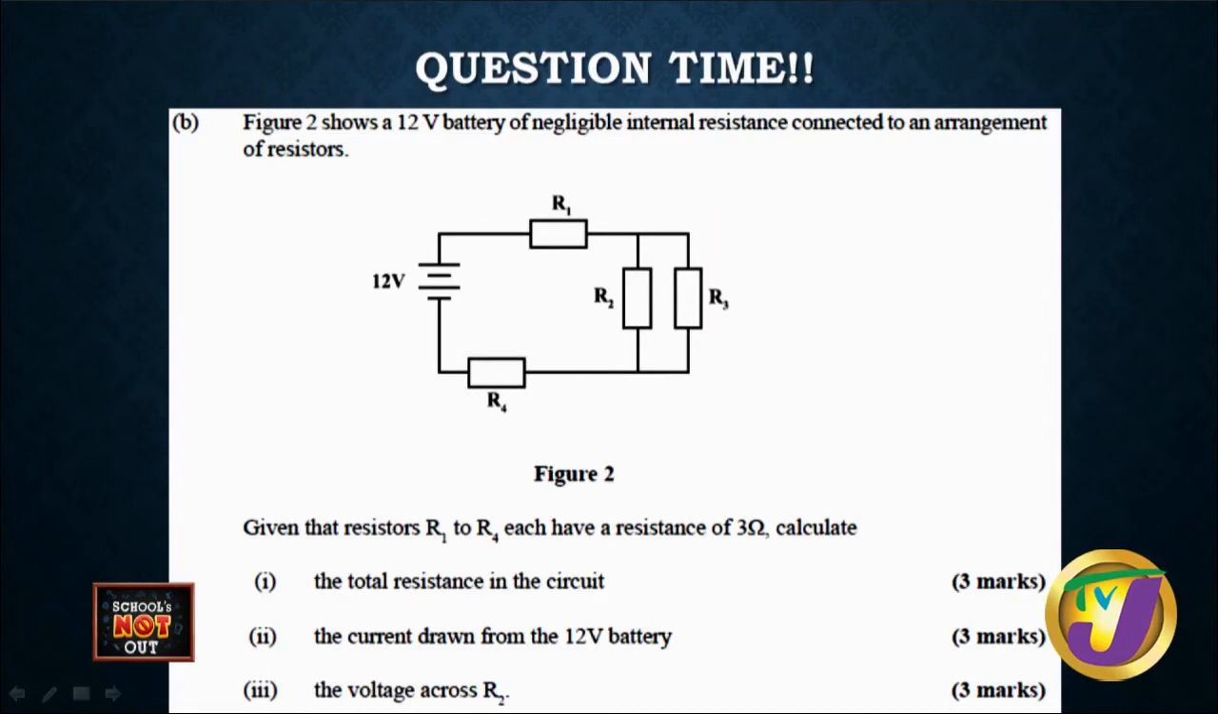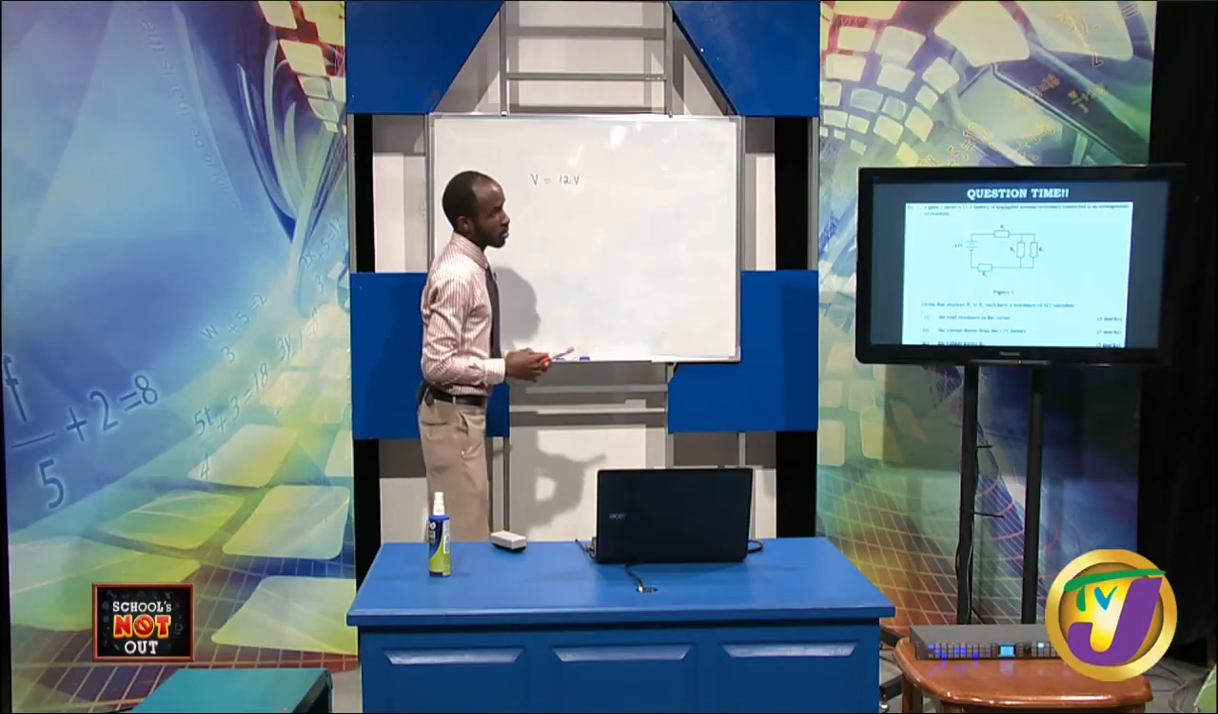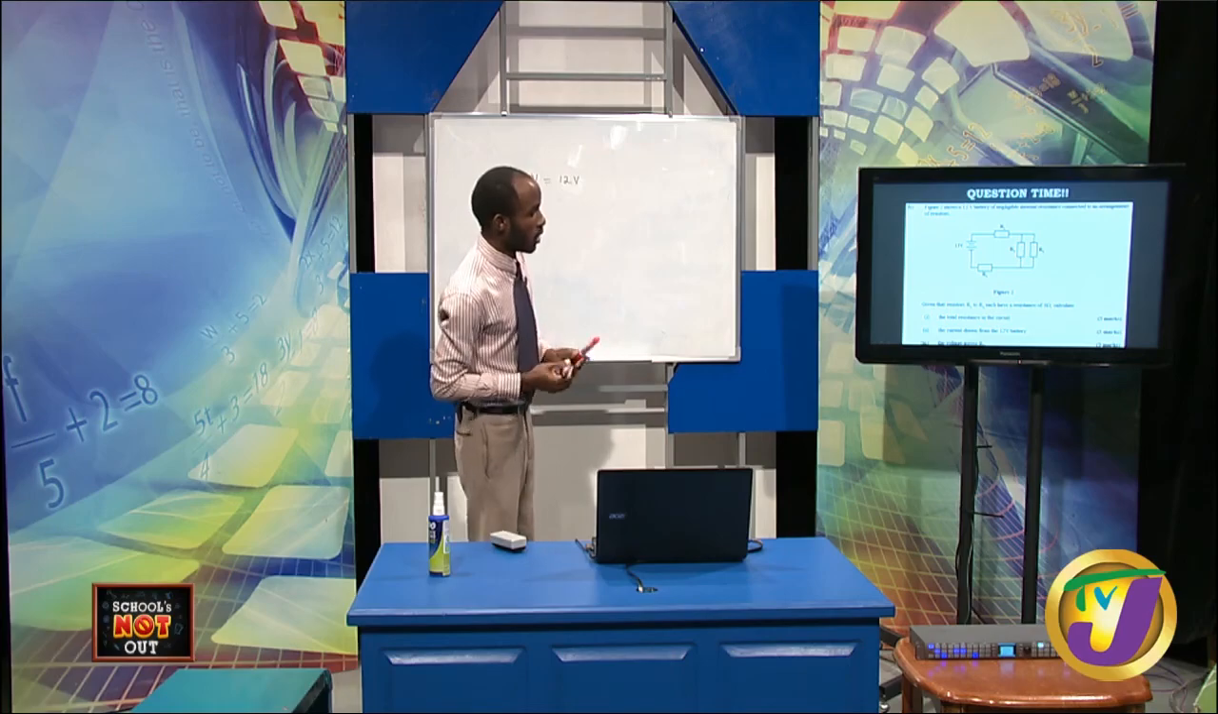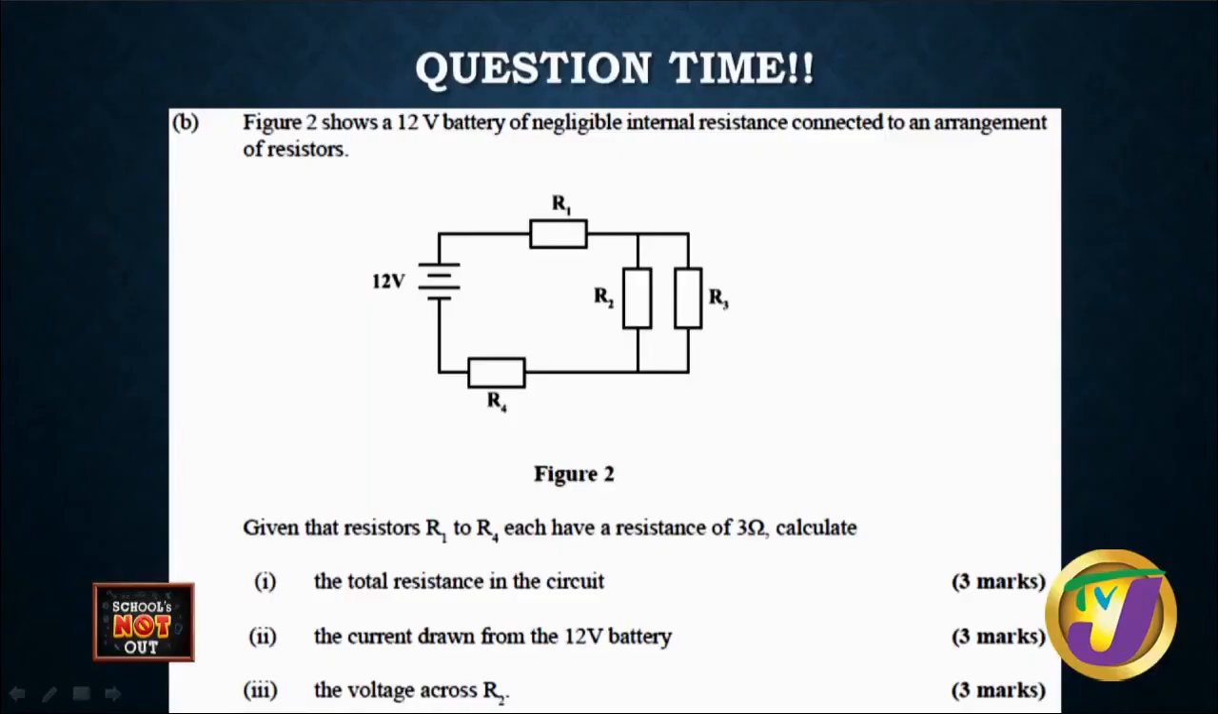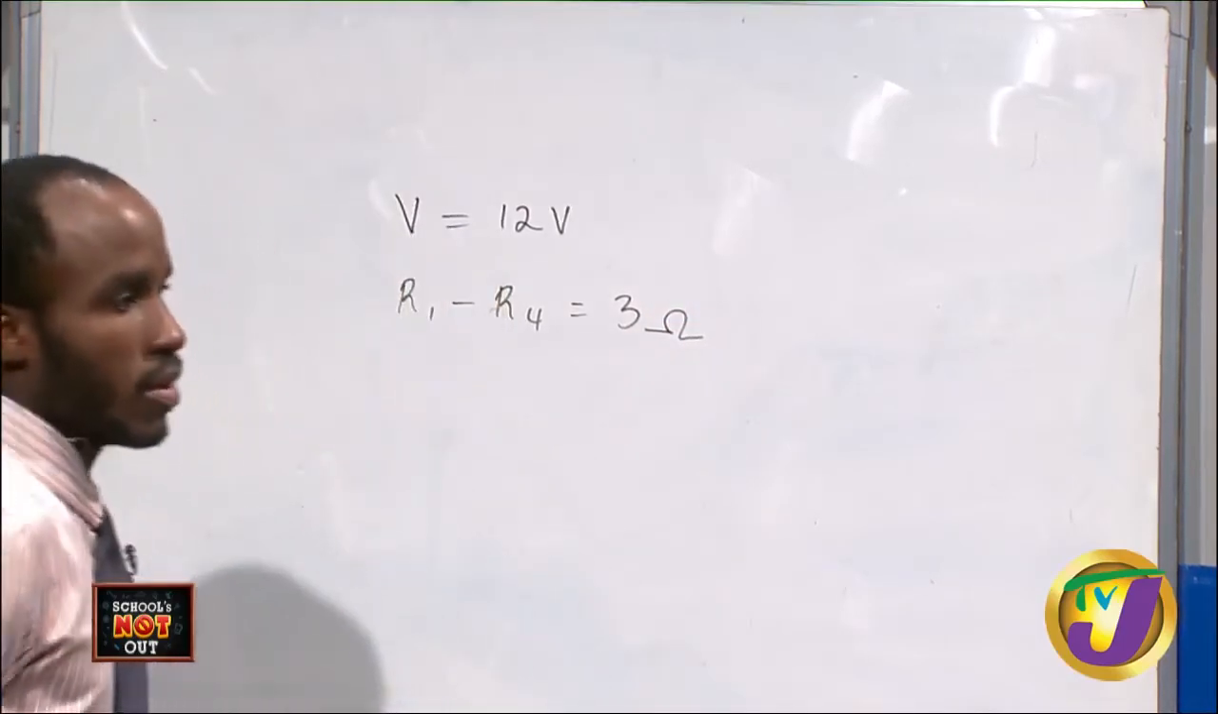Alright, now let's see if we can put all of this into perspective from a workout standpoint. We have here, as you would have seen already, a series parallel arrangement. So R1 connects to R2 and R3, which are in parallel, and then it comes back now to R4. So this is a series parallel arrangement. Now, we know, based on the question, that the voltage provided from the battery is 12 volts. And we know that R1 to R4 all have the same resistance of 3 ohms. Good?